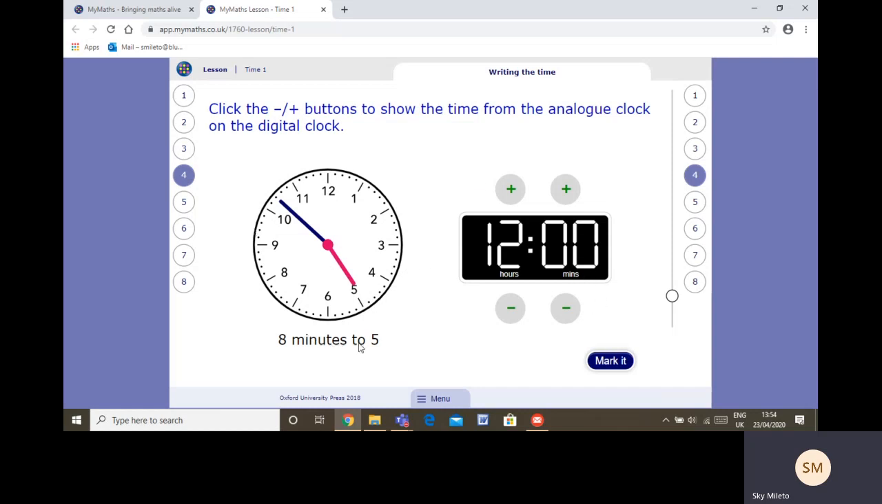So we can see here we've got 8 minutes to 5. You can see it's very nearly on the 5, but we still got 8 minutes to go until we get there. So I know that it's not going to be 5 yet because we've not reached 5 o'clock yet, so we'll be on the 4. Now I'm going to count backwards from the 00, because if I go backwards, it'll go to 59. And I know that it's 8 minutes to 5, so I need to count backwards 8 minutes. 1, 2, 3, 4, 5, 6, 7, 8. 4:52.